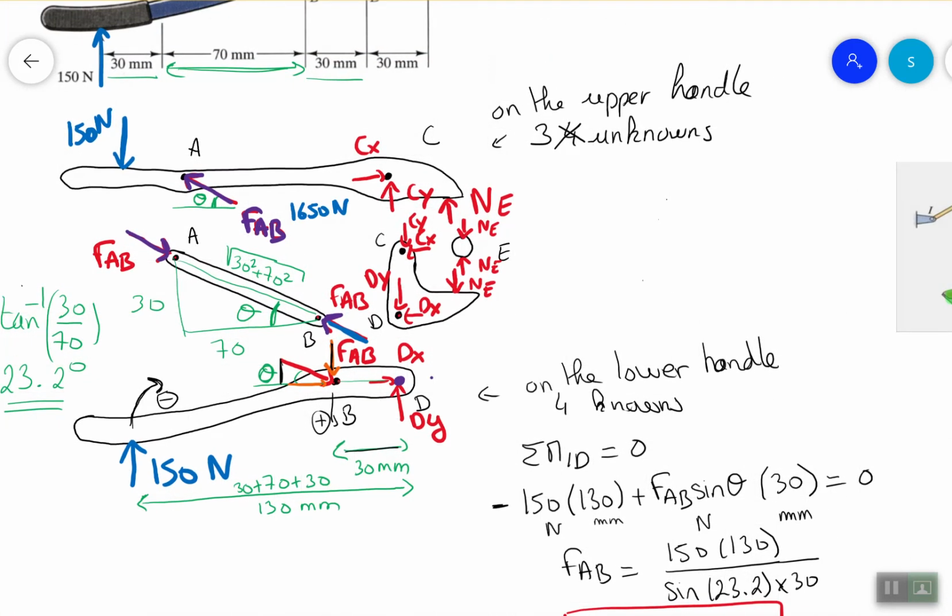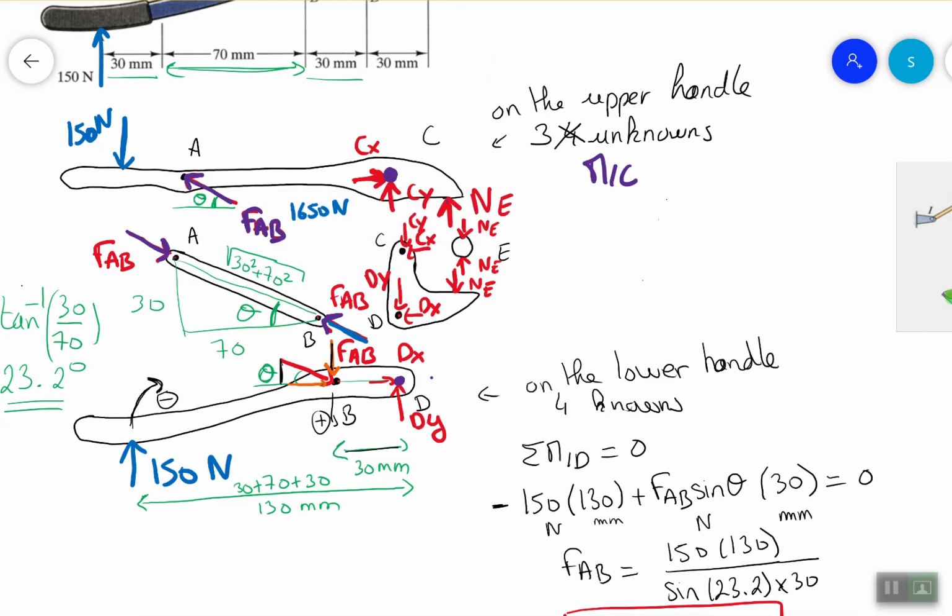1650 Newton. We know the angle theta. What we don't know are NE, Cx and Cy, so we have 2 unknowns at C. If we do the moment about C, we will be able to solve for NE because the 2 other forces are known.